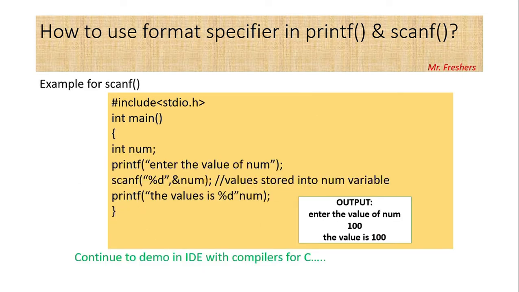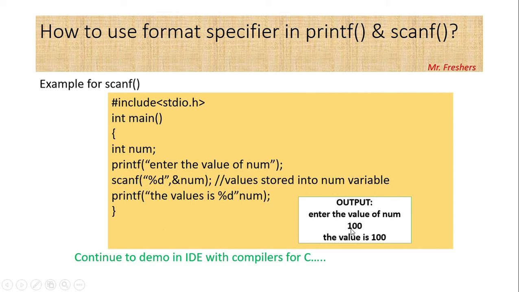So 100 will be printed. In scanf, I said it is reading a value from the user. Enter the value of num. I am asking the user to please enter the value of num. In the scanf statement, once the user enters the value of num, 100 in the output box, that value is read by variable num and placed at the address of variable num. So I am reading a value, right?